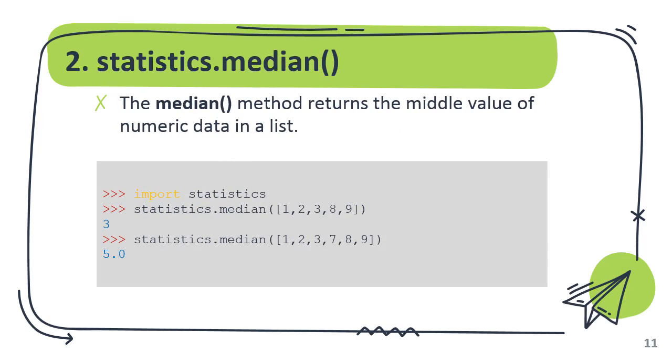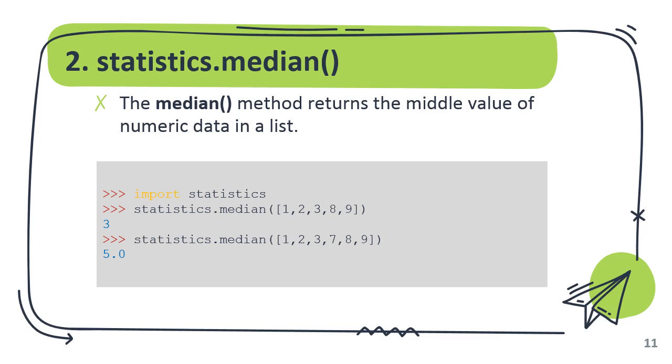Statistics.median. The median method returns the middle value of the numeric data in a list. Okay, so let's see the example. Import statistics.median, then the list of values is passed there, then the middle value. Okay, so that is clearly 3, so we will get the output 3.